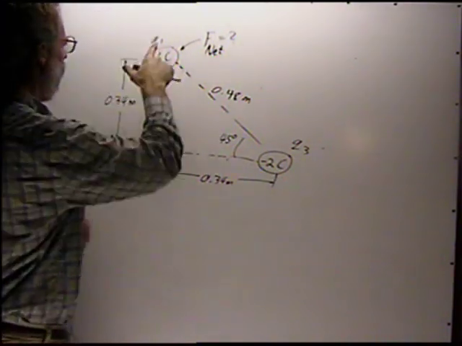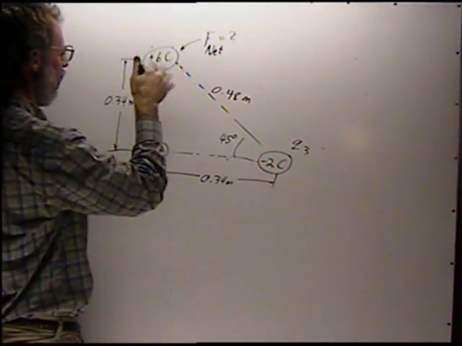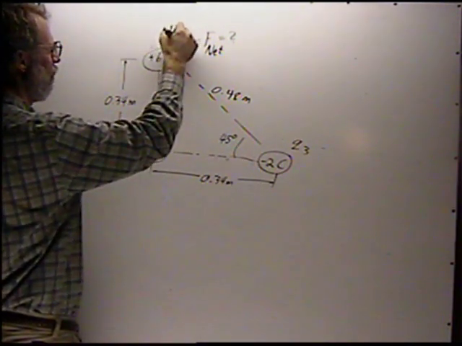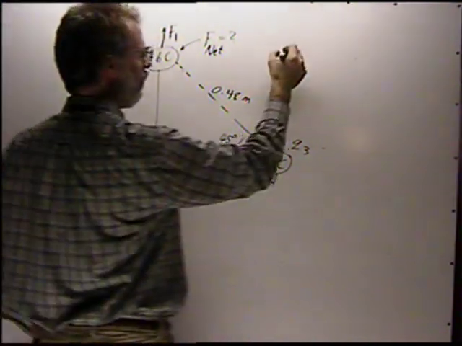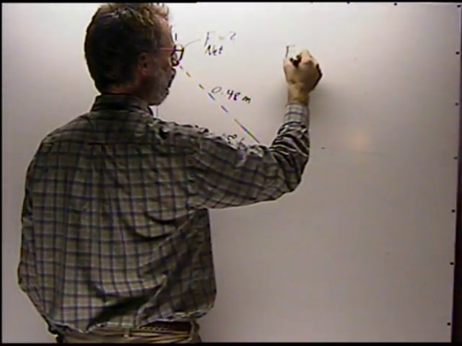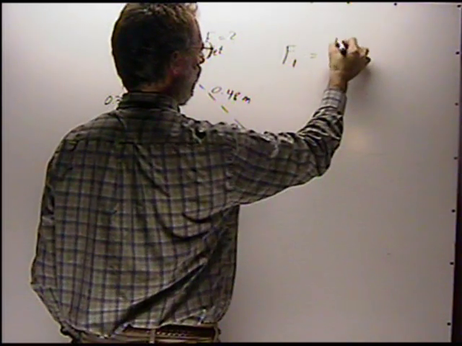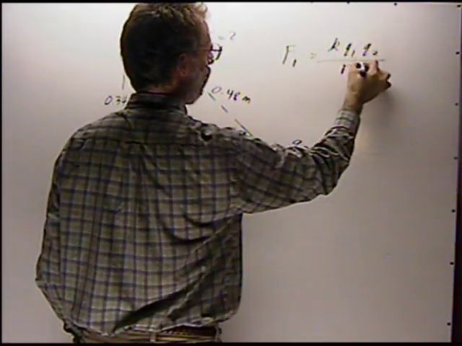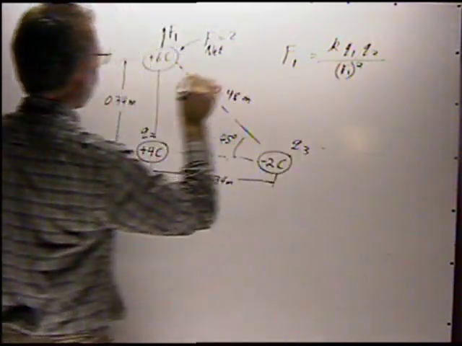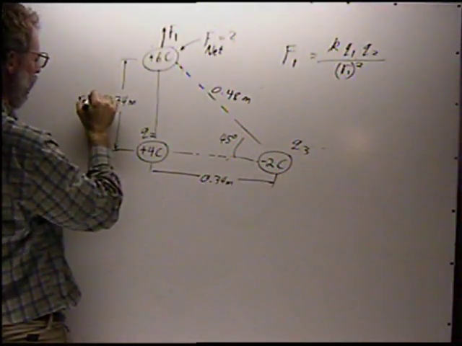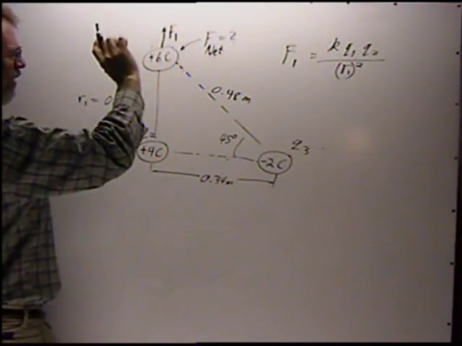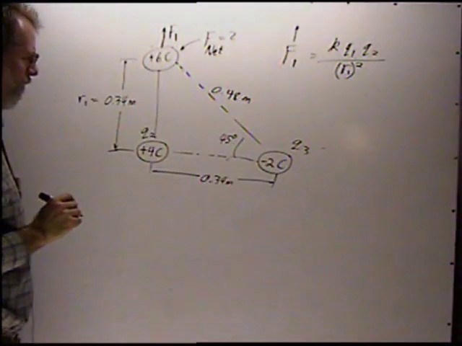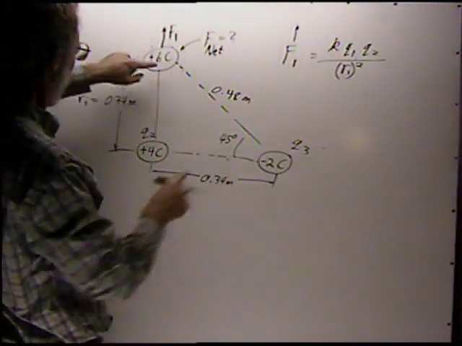So, there will be a force, I'll draw it this way, that will be force number 1. Okay, and again, force number 1 is going to be K Q1 Q2 divided by R1 squared, where this is R1. Okay, and that force is directed straight up.